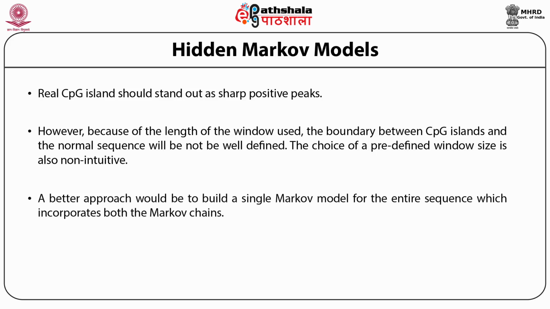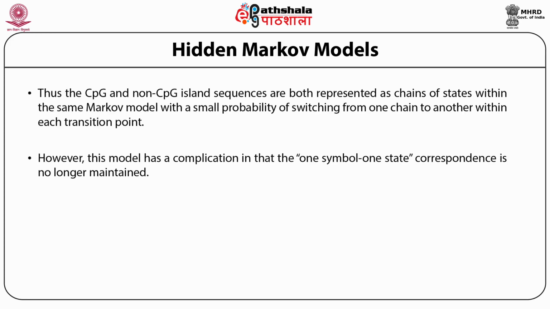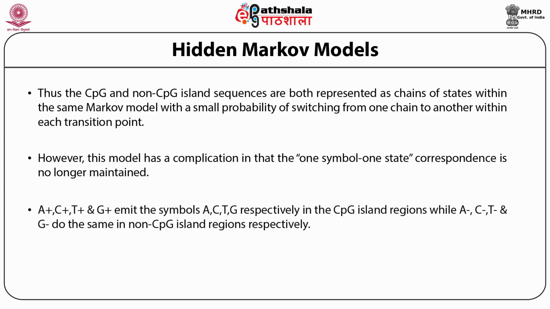One approach would be to build a single Markov model, not two separate Markov models for CpG and non-CpG, just a single Markov model for the entire sequence, which incorporates information both from the CpG islands as well as from the non-CpG islands. However, using this sort of combined approach, there is one complication. Earlier, one symbol was one state. That is, A, T, C or G, the symbols, either belonged to CpG or to non-CpG. There was no way they could have mixed up.